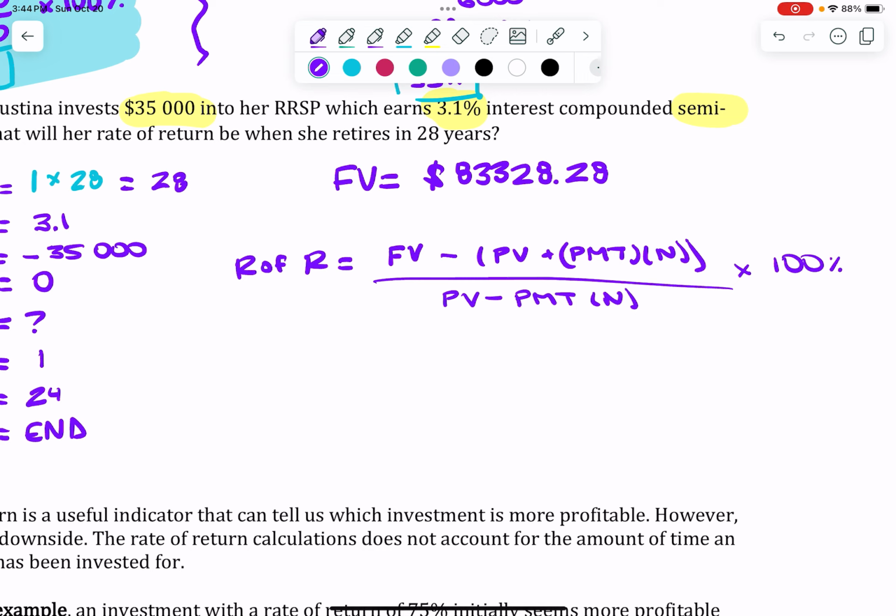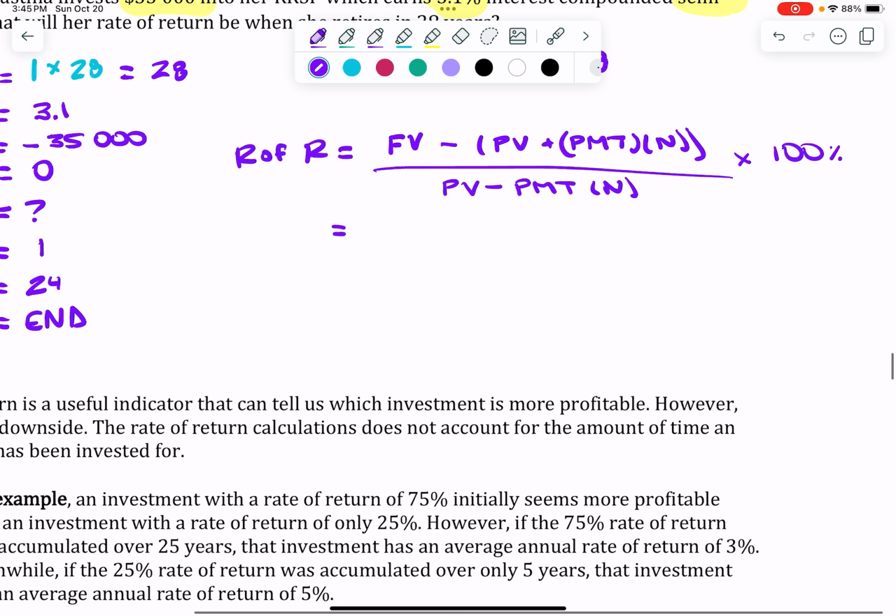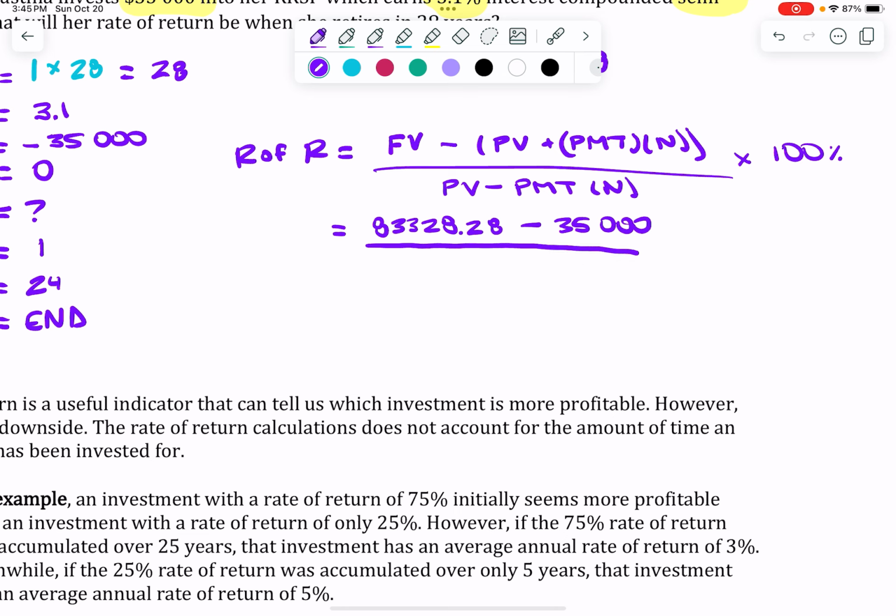So at this point in time, I'm just going to plug in those numbers. I know my FV was 83328.28. My previous value was 35,000. I'm inputting it as a positive value. I just have a subtraction sign. That's why there's a subtraction there. But remember that negative doesn't tell me about the money. It tells me directionality of the money. And of course, I'm adding 0 times 28. But 0 times 28 is 0. So I don't actually have to show that. Which means my denominator is going to be the same. And I'm going to multiply that by 100.